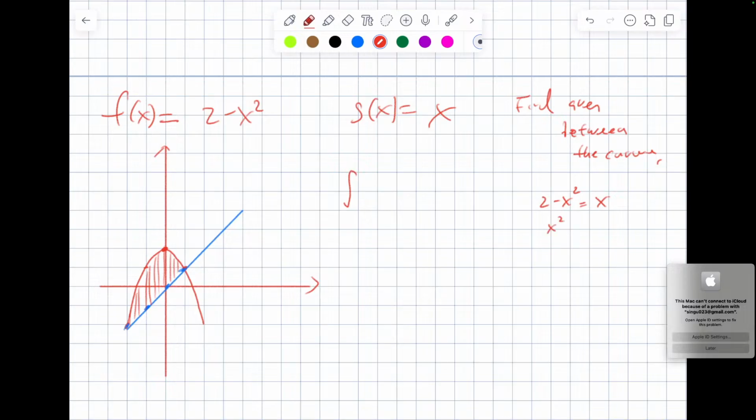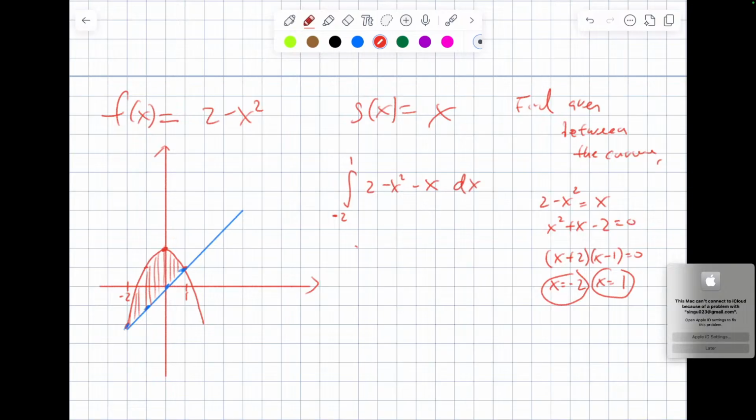So it'd be x squared plus x minus 2 equal to 0. And here it's going to be x plus 2 and x minus 1. So x equal to -2, x equal to 1. So therefore, this one is going to be -2, and this one is going to be 1. So you know integration is going to be -2 to 1. Now it's going from left to right when you count them, right? So the top function is going to be 2 minus x squared minus x.